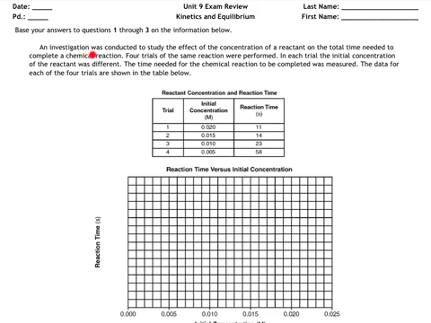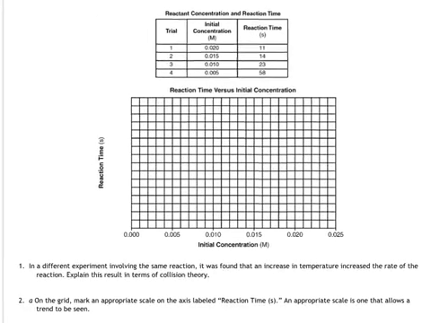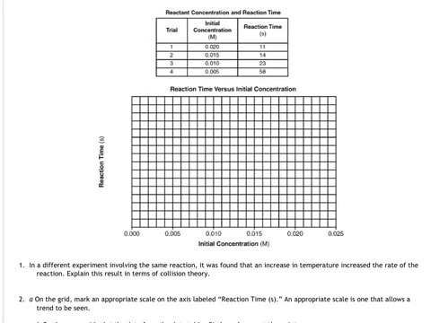An investigation was conducted to study the effect of the concentration of a reactant on the total time needed to complete a chemical reaction. 4 trials of the same reaction were performed. In each trial, the initial concentration of the reactant was different. The time needed for the chemical reaction to be completed was measured, and the data for each of the 4 trials is shown. So there's the data right here in the graph, and we're basically just being asked to plot.